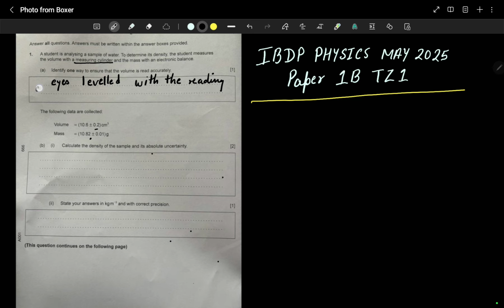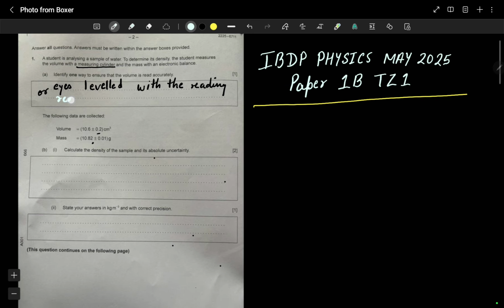Or you can read the bottom of the meniscus, right? Read the bottom of the meniscus. Or else the third point could be that you put the measuring cylinder on a horizontal surface, so the cylinder is vertical. Any one of the precautions you write gets you 1 mark.